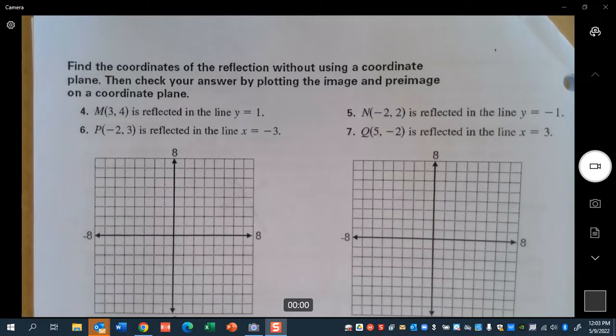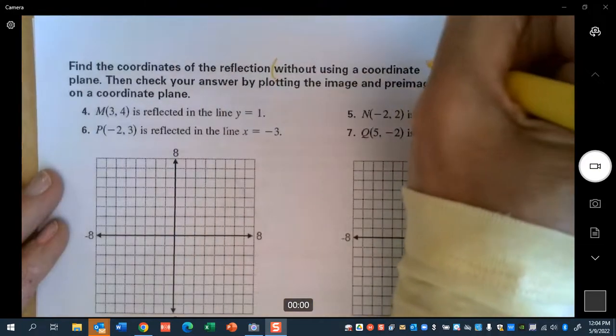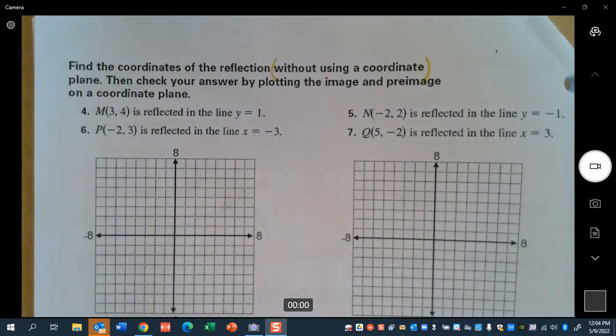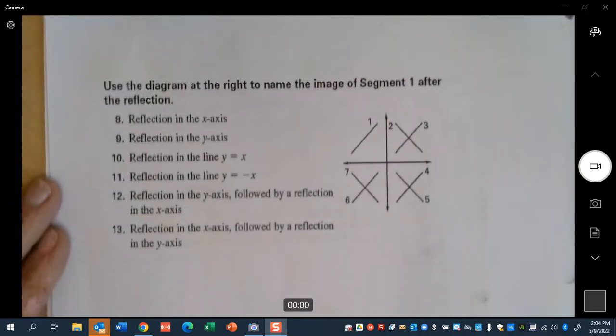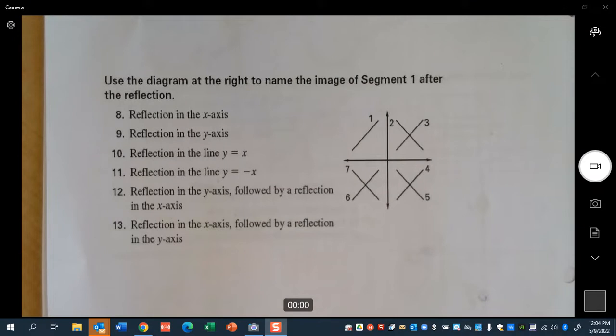All right, find the coordinates of the reflection without using a coordinate plane. Then check your answers by plotting the image and pre-image on the coordinate plane. So what we want is for you to think about how this is reflected. And as far as this whole "without a coordinate plane," go ahead and use it. It makes it easier for sure. So with your partners, work on 4, 5, 6, 7, and then come down to this page, and I want you to find the name of segment 1 after that reflection. So take some time and work on this with your group mates.